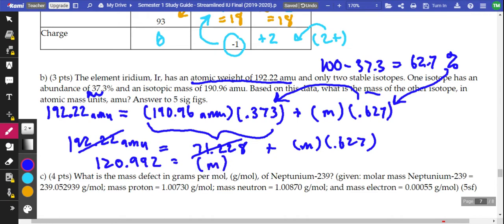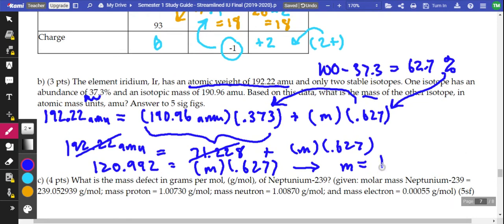M times this 0.627. So the last thing I need to do is divide off this 0.627, and I should get my mass. So 120.992 divided by 0.627 is M equals 192.969. Okay, AMU.